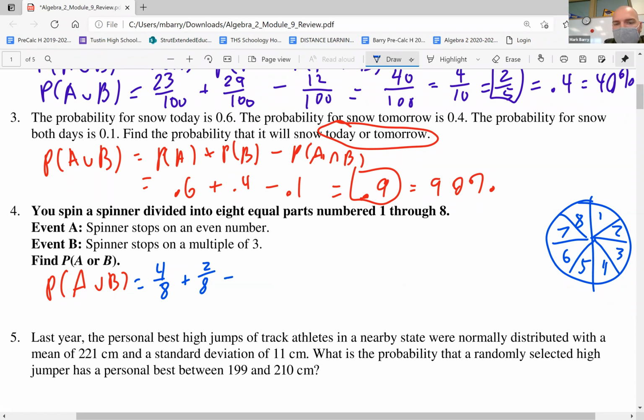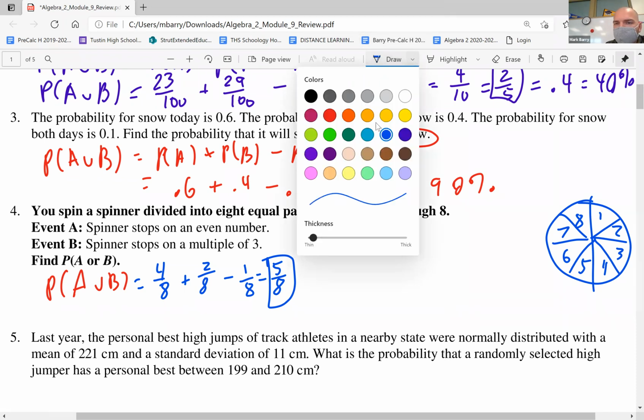And then we have 1 overlapping there because the number 6 is both of those. The number 6 is an even number, but it's also a multiple of 3. So when I do that, I get 5 out of 8, okay? So that's using the formula we've done on the previous 2 questions.